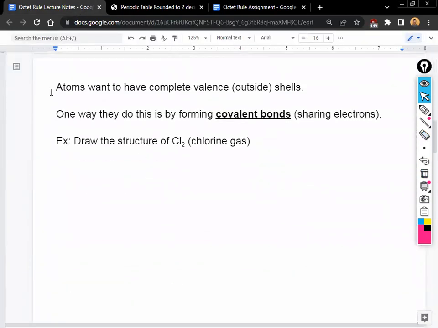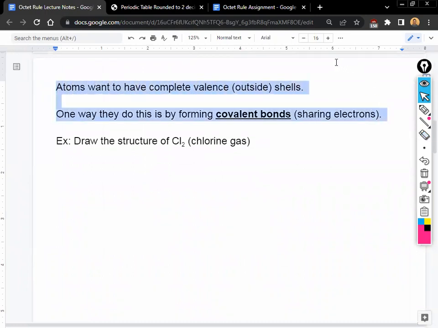Alrighty, make sure you write this part down, these 2 things, because they're important. Basically, the reason why atoms form molecules is because they want complete outside or valence shells. They want to make sure that they are complete on the outside, okay? So atoms want to have complete valence or outside shells.